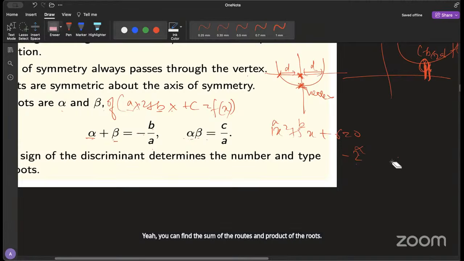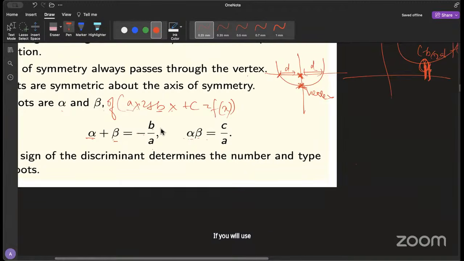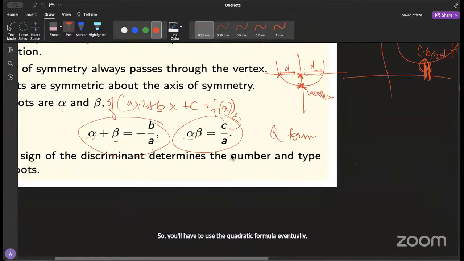But for finding the exact alpha and beta, if you use these two equations to find alpha and beta, you're going to be directed to the same equation. So you'll have to use the quadratic formula eventually. You can't find the roots from here.